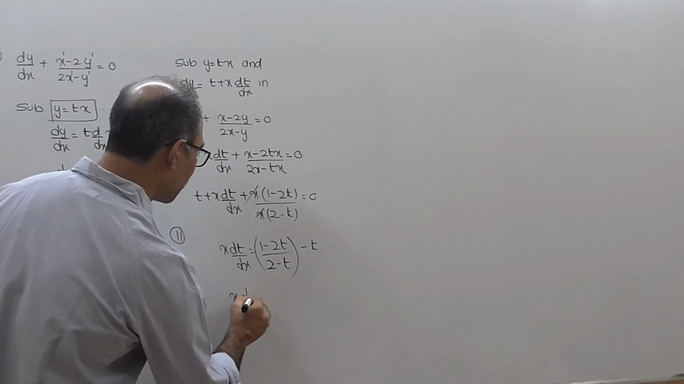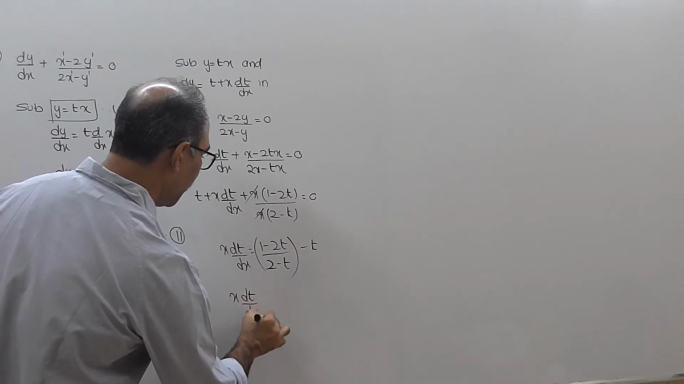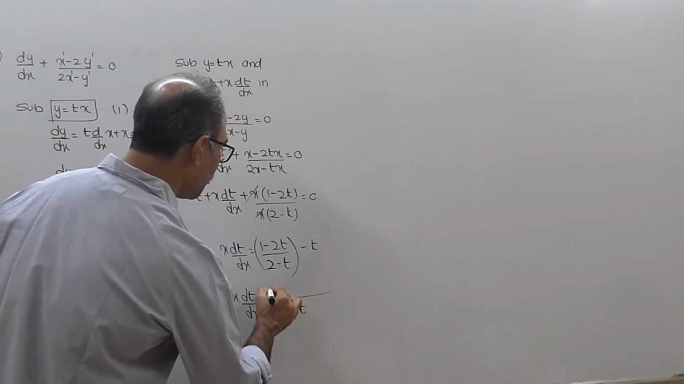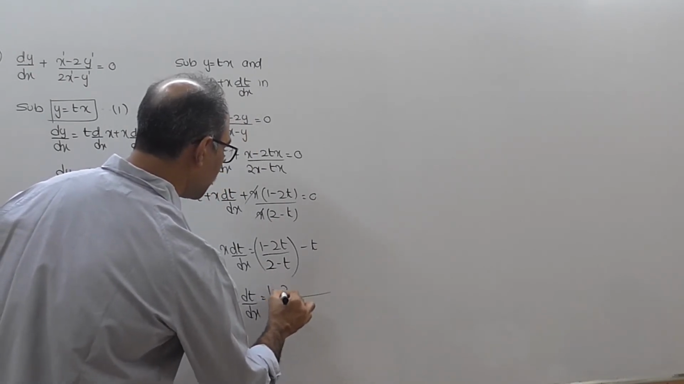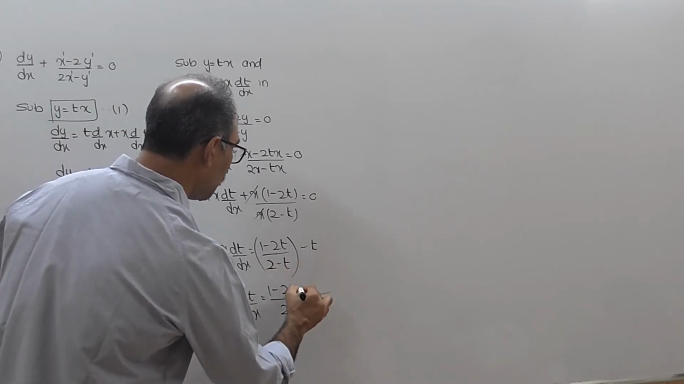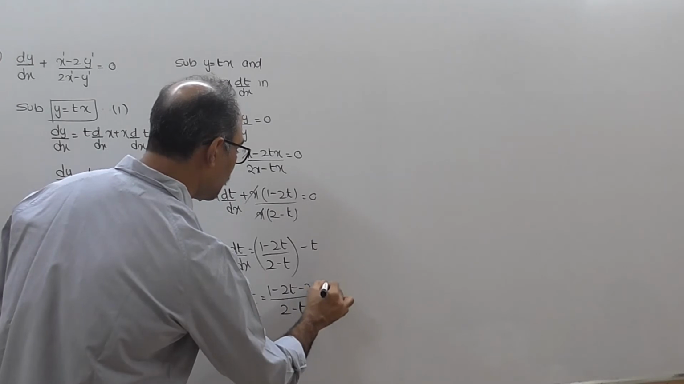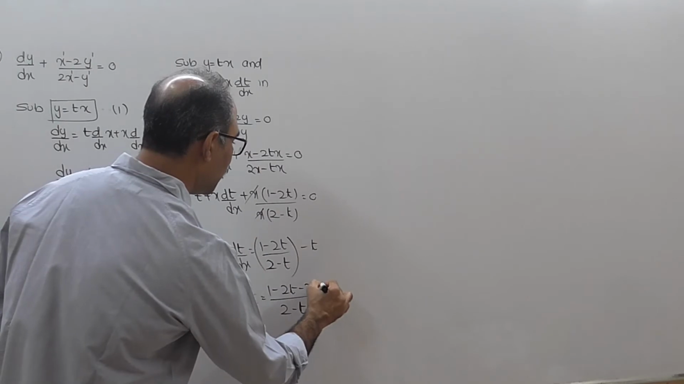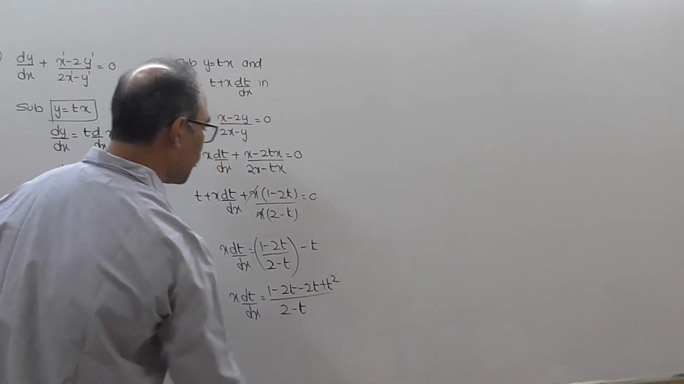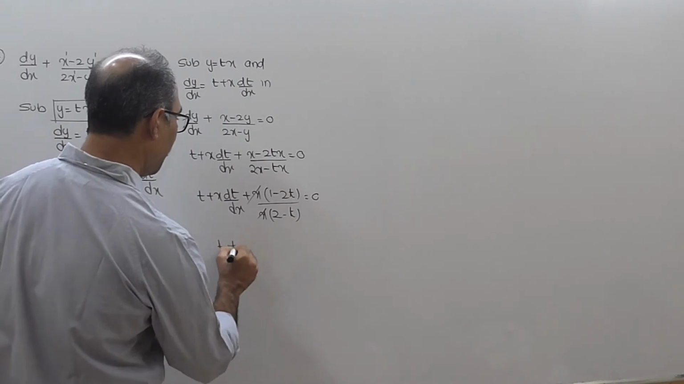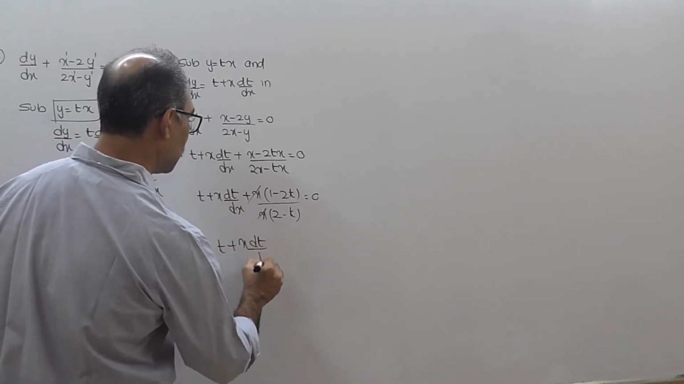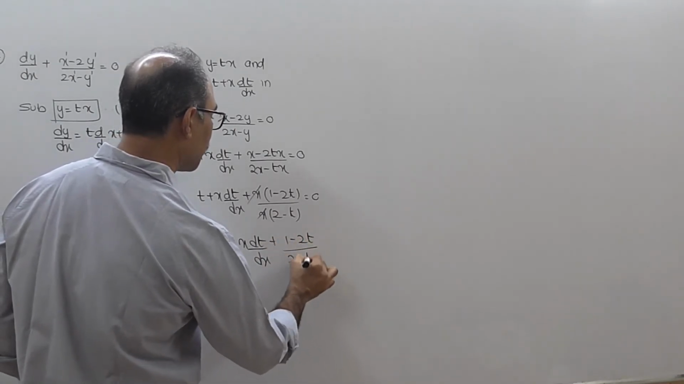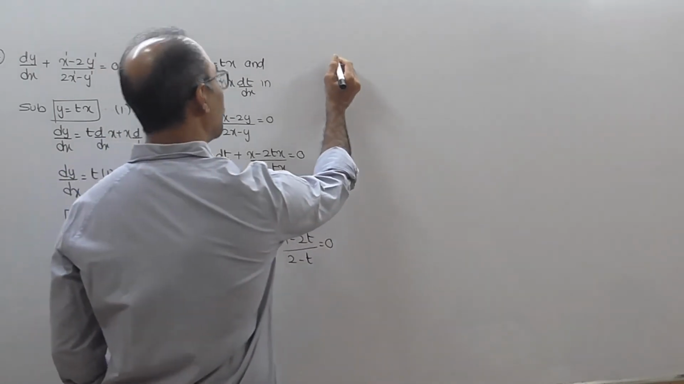So we have this as x dt by dx. You take 2 minus t as LCM, so you get 1 minus 2t. Minus t into 2 will give you minus 2t, and minus into minus t, I think that should give you plus t square. So I think we are left with t plus x dt by dx plus (1 minus 2t) upon (2 minus t) equal to 0.